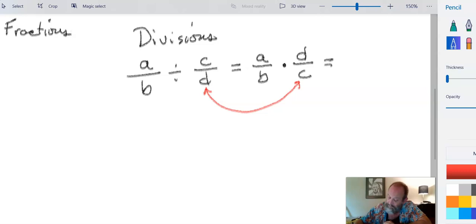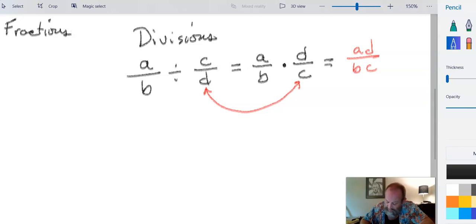And your final answer, still you have to multiply everything out. But it still turns it into the previous kind of problem, right? So our strategy for division is to just turn it into multiplication.